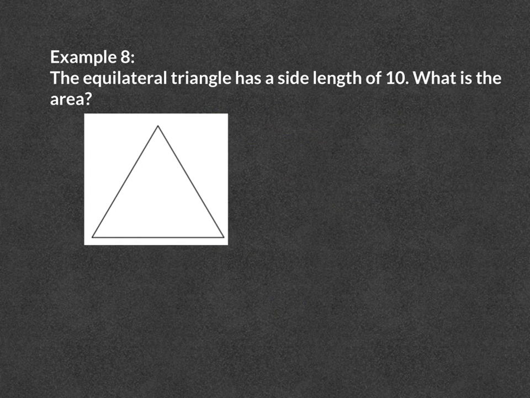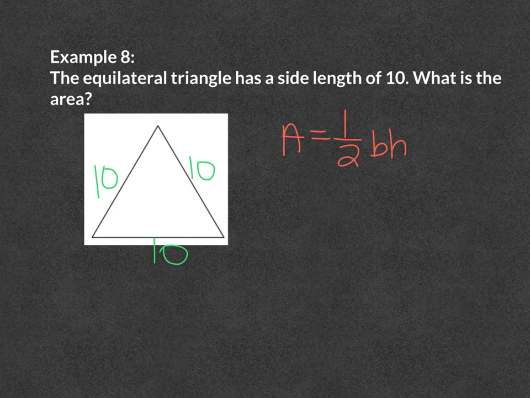Example number 8. The equilateral triangle has a side length of 10. What is the area? Since this is an equilateral triangle, that means all my side lengths equal 10. I also know that the formula for an area of a triangle is 1/2 base times height. And I know the base to this triangle, which is 10. I just need to find the height.